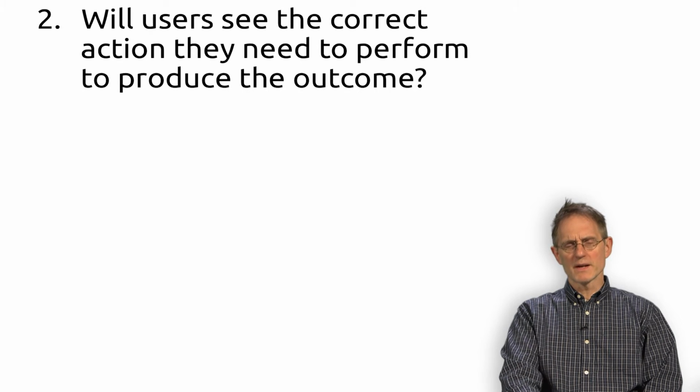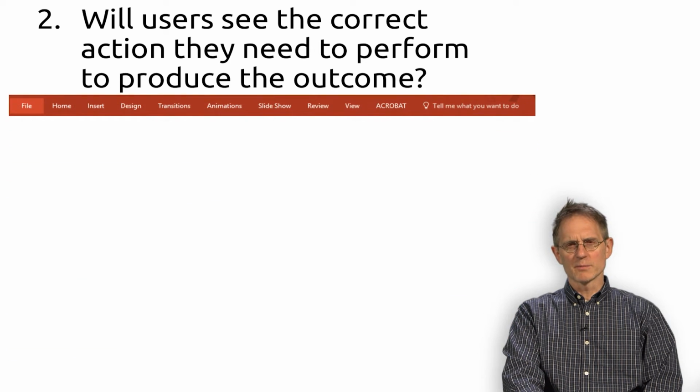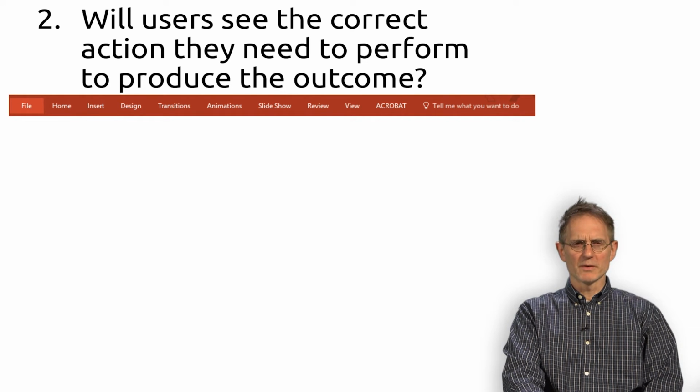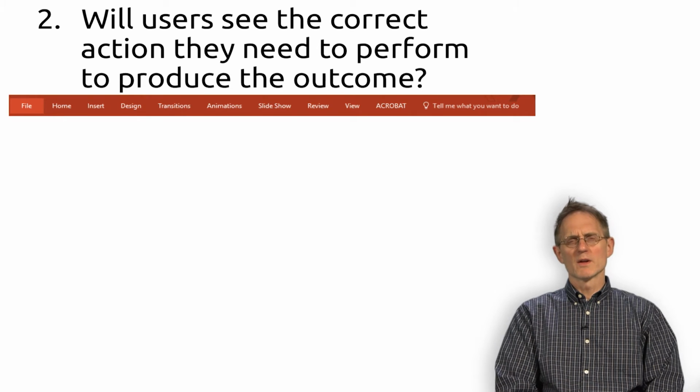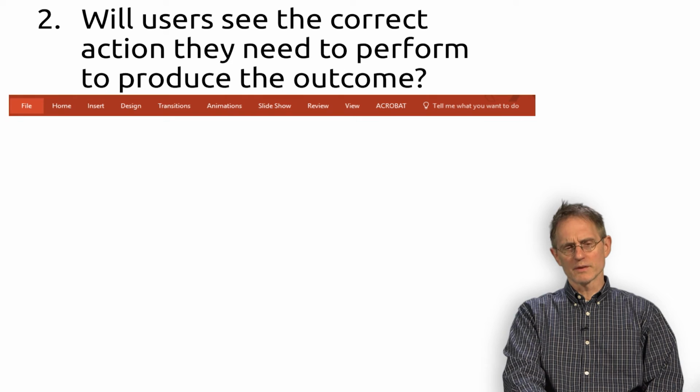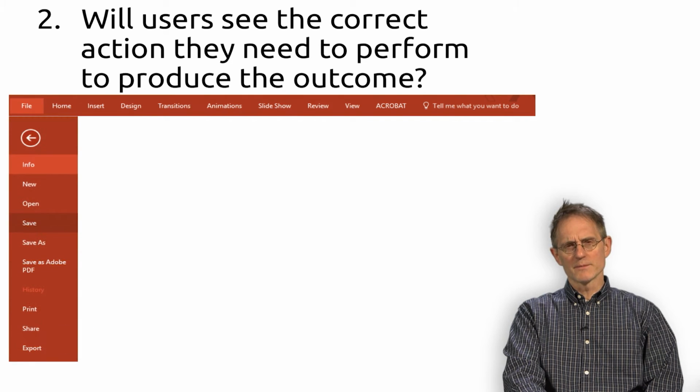And then after that, you might ask, will users see the correct action they need to perform to produce the outcome? And I went into Microsoft PowerPoint, and as many of you no doubt are quite aware, in order to save a document, you go to the File menu on the top, and then underneath that, one of the options is to save. Well, will they be able to find the save action?